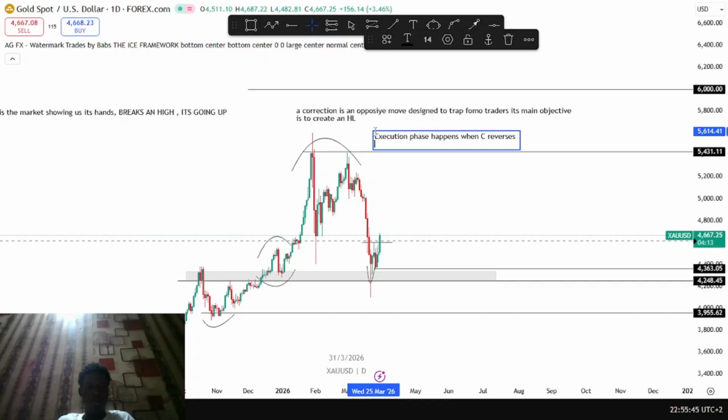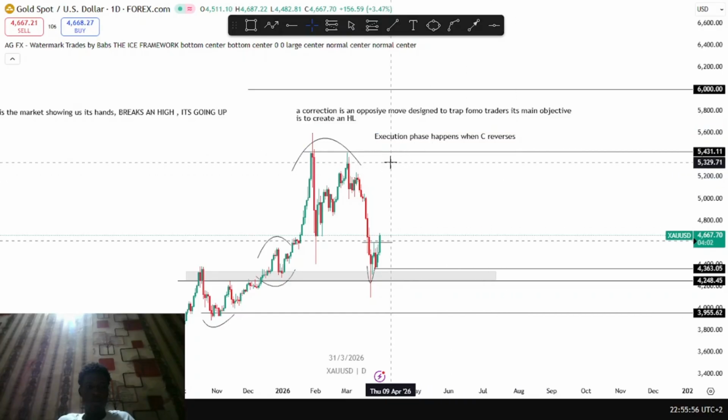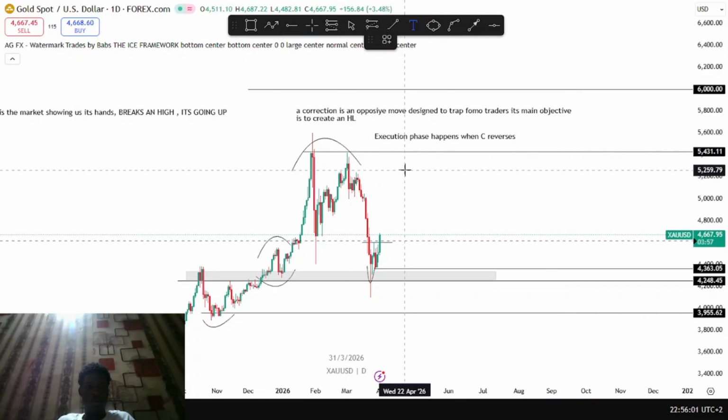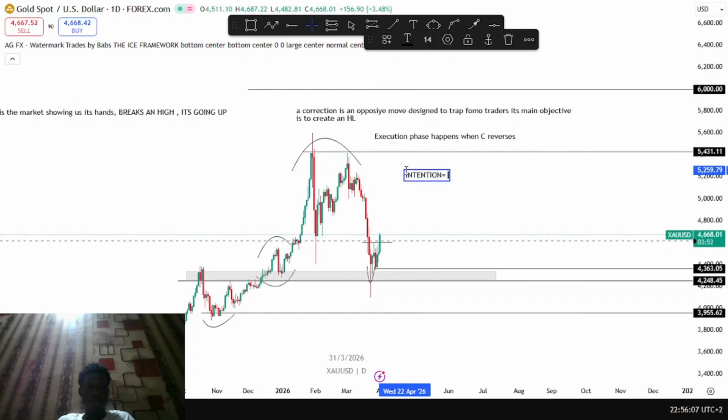How does market reversal happen? So in a bullish trend, let's say the intention is bullish. Know that the intention is bullish. The correction is bearish, while the execution is bullish.